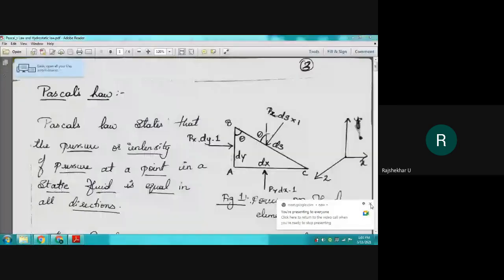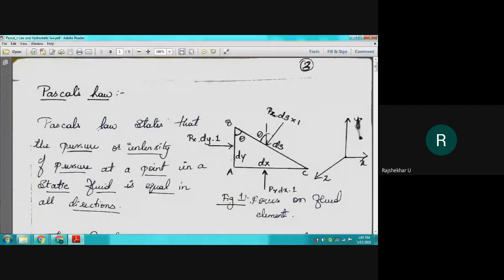Then with respect to that pressure at a point, there is a particular law, which is known as Pascal's law. I think you've studied this in an earlier semester or at school level or PUC level, but still we'll try to define it and find out the expression for Pascal's law.